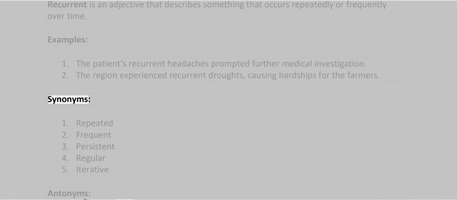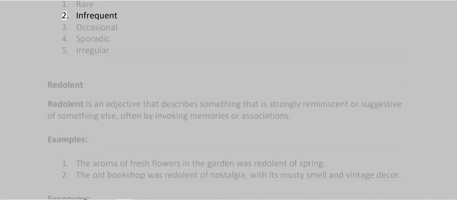Synonyms. 1. Repeated 2. Frequent 3. Persistent 4. Regular 5. Iterative. Antonyms. 1. Rare 2. Infrequent 3. Occasional 4. Sporadic 5. Irregular.